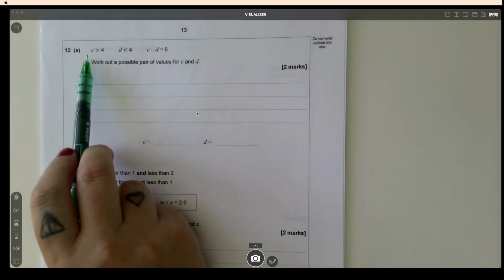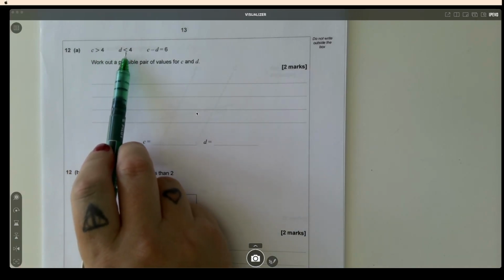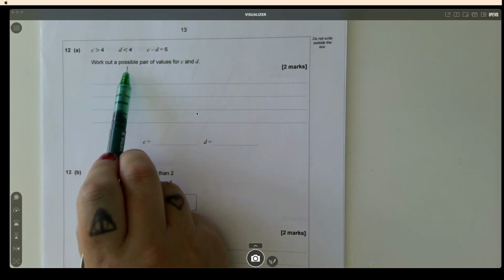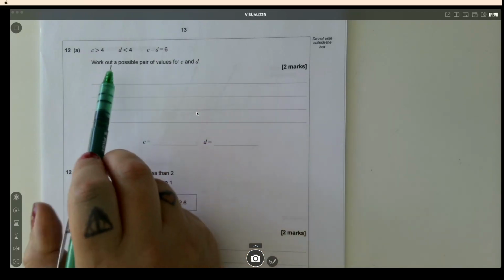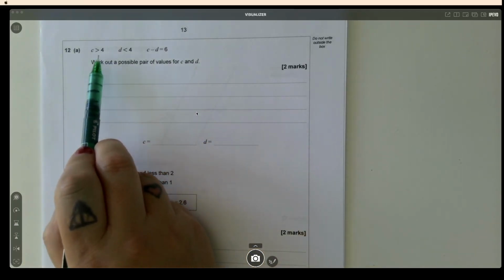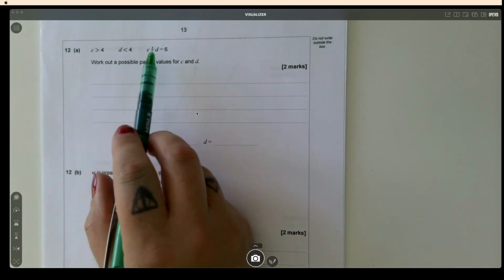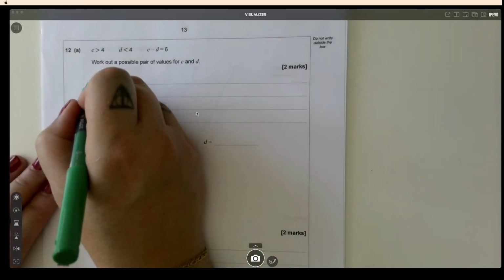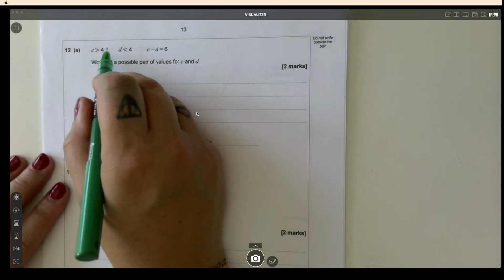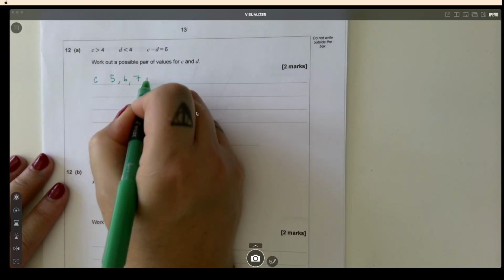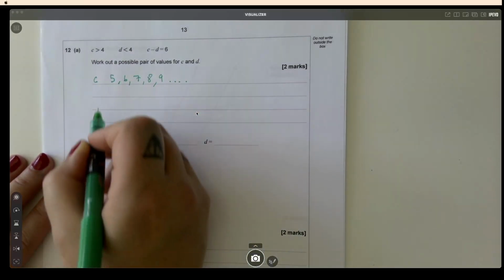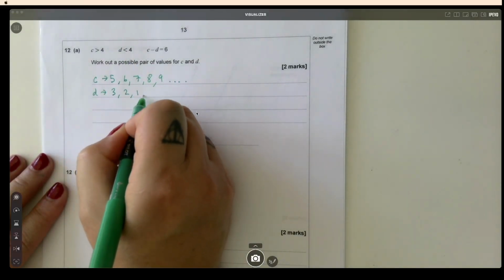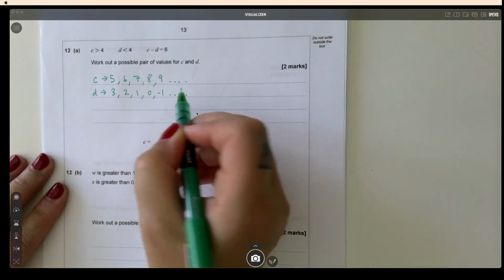12a. We have c is greater than 4, d is less than 4, and c subtract d is equal to 6. Work out a possible pair of values for c and d. So we want a value for c that's greater than 4 and a value for d that's less than 4, that when we subtract the value of d from the value of c, we get an answer of 6. So possible options for c then could be, it's got to be greater than 4, so we could have 5, 6, 7, 8, 9, etc. For d, less than 4, so we could have 3, 2, 1, 0, minus 1, etc.